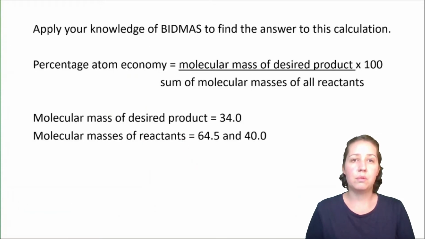Okay, so what I'm giving you here is an example of a formula. It's for percentage atom economy, which is something that we do in chemistry. It doesn't matter if you're not familiar with it. What you're going to do is your molecular mass of your desired product divided by the sum of the molecular masses of all the reactants multiplied by 100. So you have your data here.